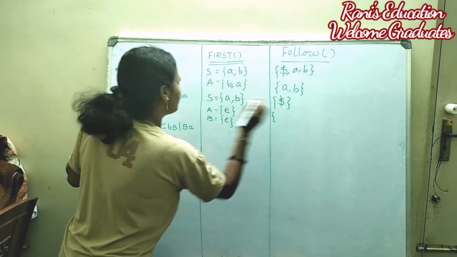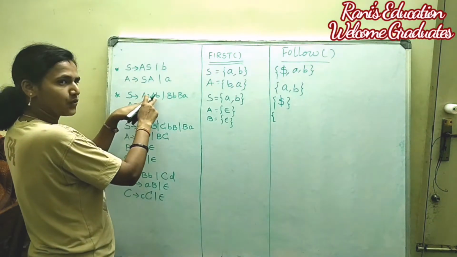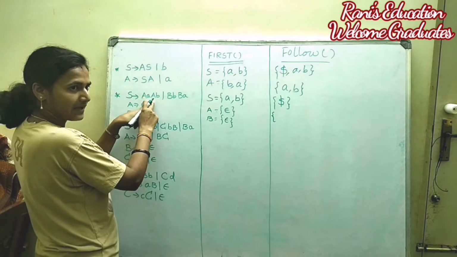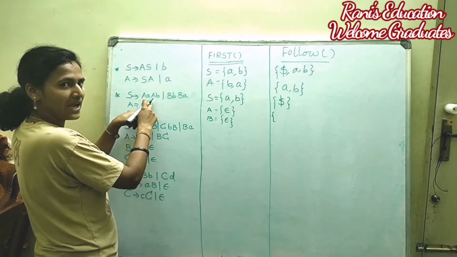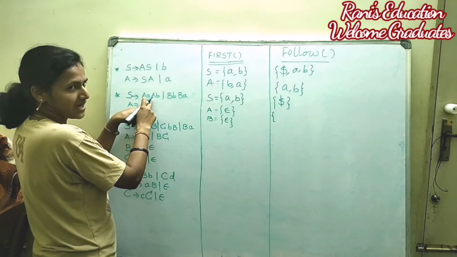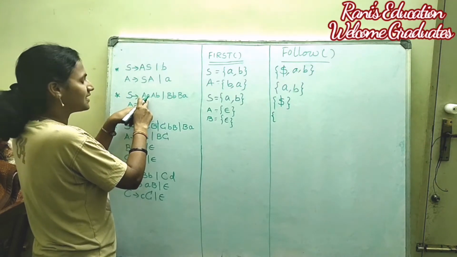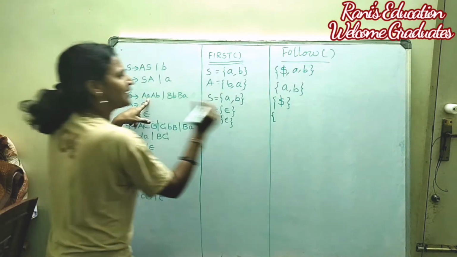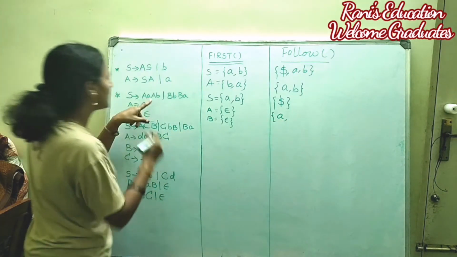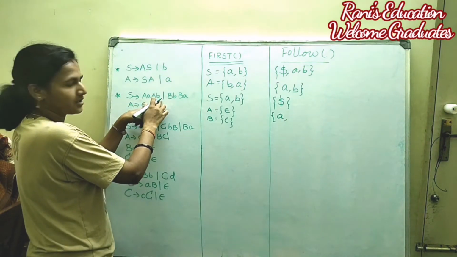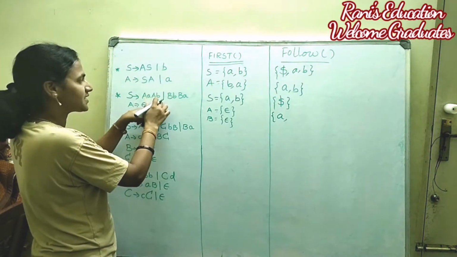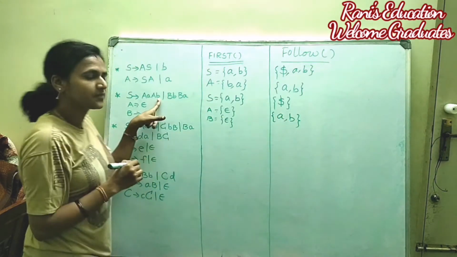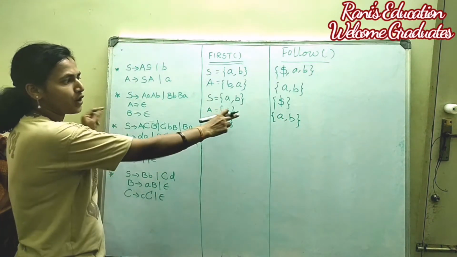Now move on to follow of A. Whether A is defined anywhere in the RHS of the productions? Yes. If it is there, what are the immediate grammar symbols we have? In the first production of the start symbol of the grammar, after A we have the terminal a. What is first of small a? a itself. Then after a, we have one more grammar symbol, that is small b. What is first of small b here? Small b itself. Right? Now, that is follow of A.